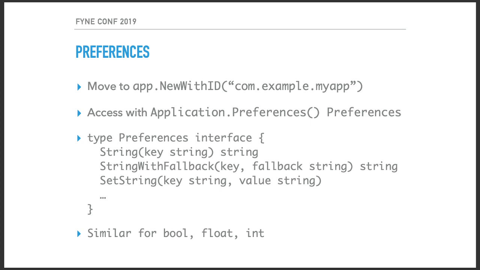Each type of value that can be stored, which is currently string, boolean, float, and integer, has three functions that you can see on this slide. Using string as an illustration, you have the string function, which gets the value of a stored preference, where key is the identifier for that value for your application. String with fallback is a helpful function if you would like a default value to be provided if none has been set. The first function would return the zero value, whereas the second would provide the fallback value that you specify.